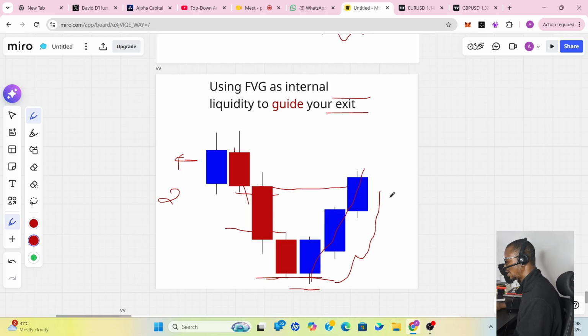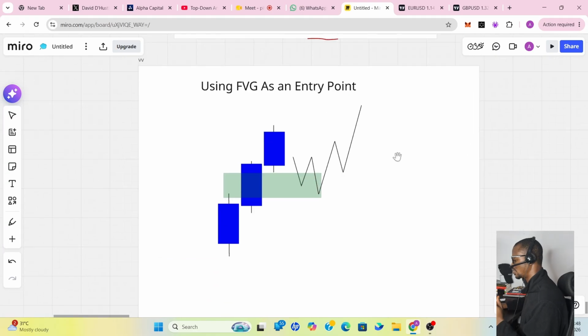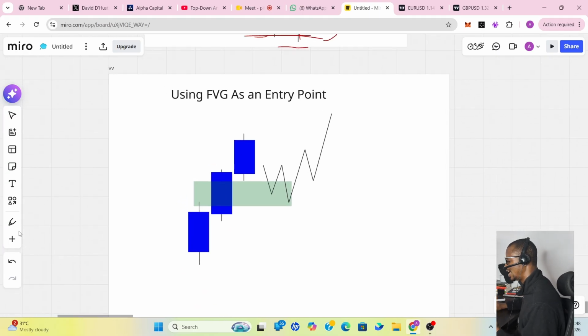So let's go further. Let me show you another concept, another method you can use to leverage the fair value gap in your favor. You understand? So let me show you. Don't worry, I'll go to my chart and demonstrate all these concepts for you so that you can see clearly that this thing actually exists on your chart, right?